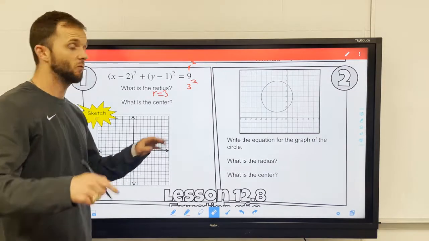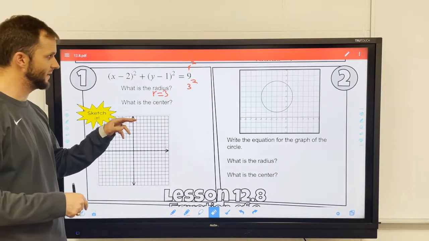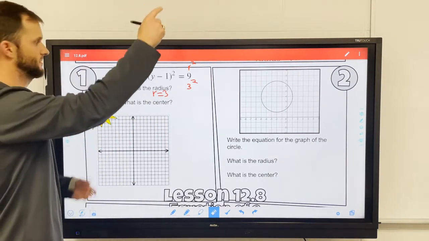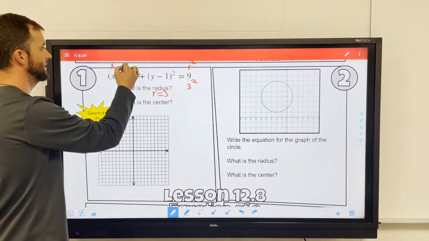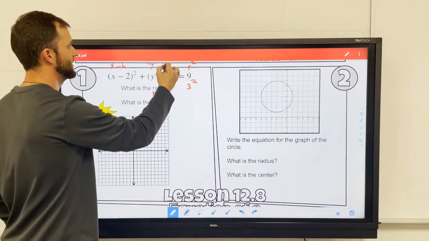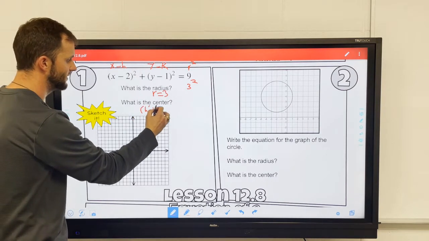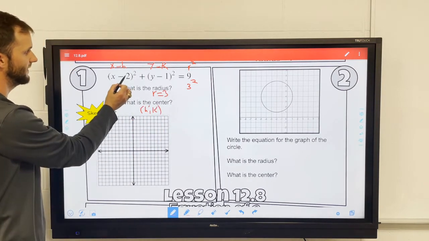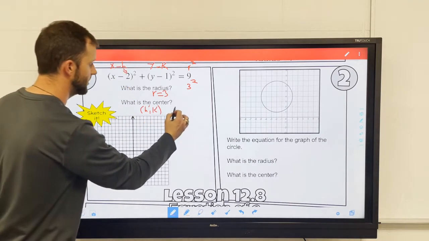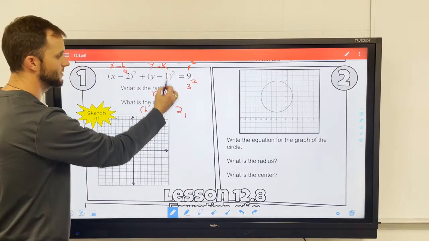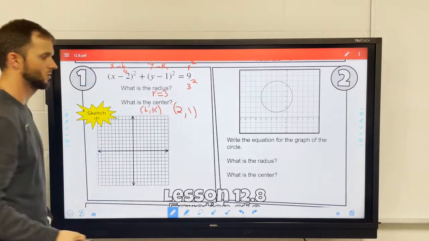Now with my radius equaling 3, we need to find the center. If we look up top, I have x minus h and y minus k. Remember I told you guys that the center of the circle is the h and the k. So I'm going to plug in what the h is. Right now the h is 2 and the k is 1. So that means the center of my circle is (2, 1).